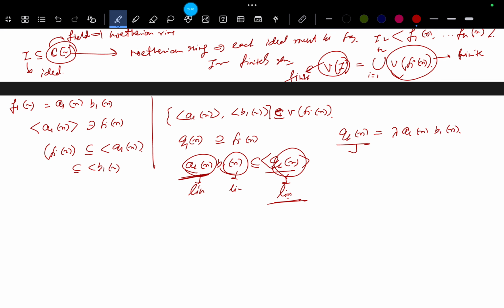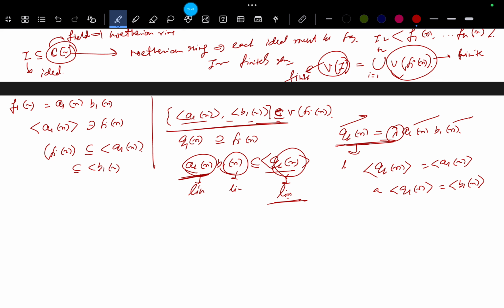Each of these is linear, this is linear, this is linear, and this is of course a constant. So q_1(x) has to be the same as a_1(x) or q_1(x) has to be the same as b_1(x), up to a unit element. So at least one of them holds.